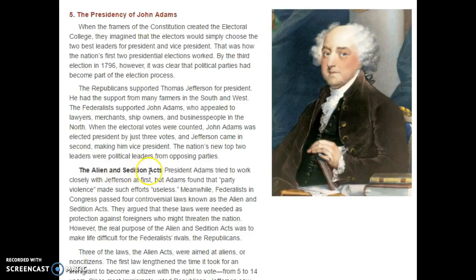The Alien and Sedition Acts. President Adams tried to work closely with Jefferson at first, but Adams found that party violence made such efforts useless. Meanwhile, Federalists in Congress passed 4 controversial laws known as the Alien and Sedition Acts. They argued that these laws were needed as protection against foreigners who might threaten the nation. However, the real purpose of the Alien and Sedition Acts was to make life difficult for the Federalists' rivals, the Republicans.